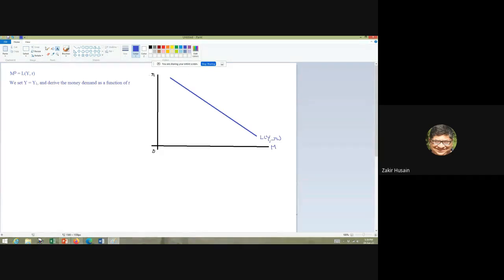Now let's introduce the money supply curve, and we know that it is a constant. So we have a money demand curve over here.